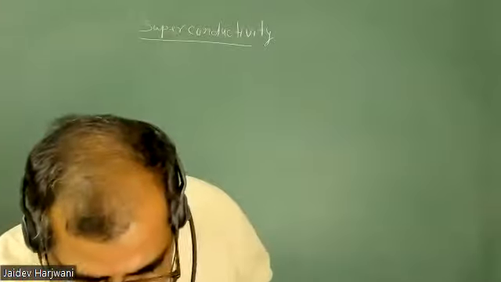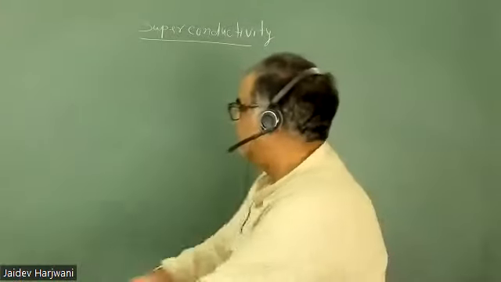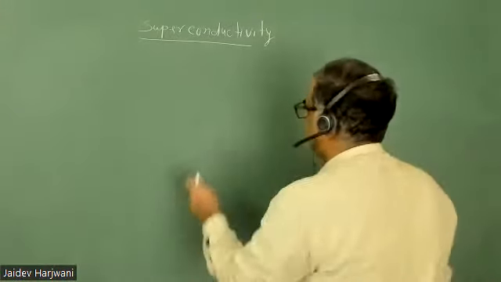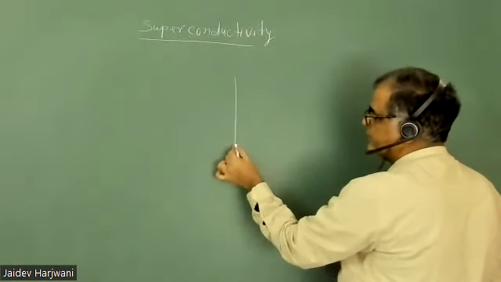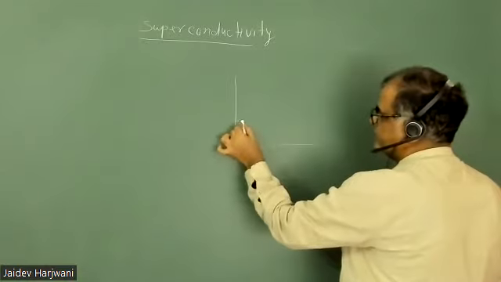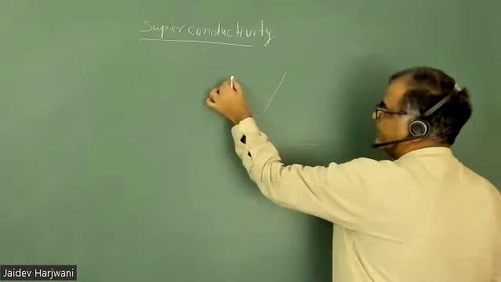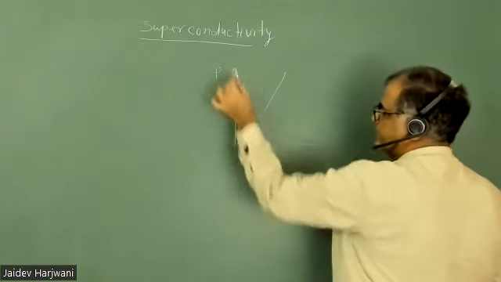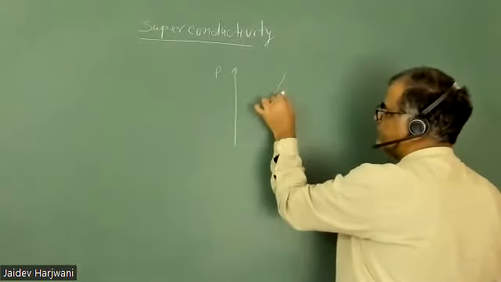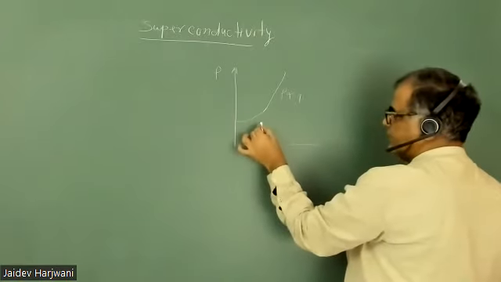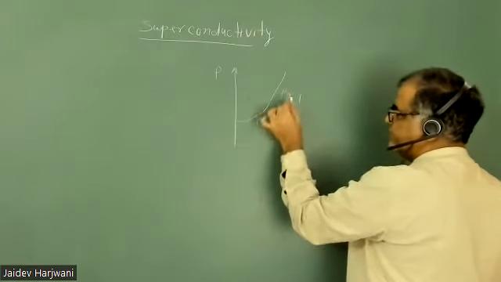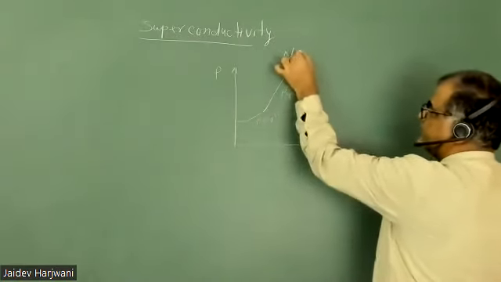Okay. So we know that if we cool a metal, for example, this is the rho versus T curve for a metal, which shows proportionality to T, and at low temperature, it shows T^5 behavior. This is for a normal metal.